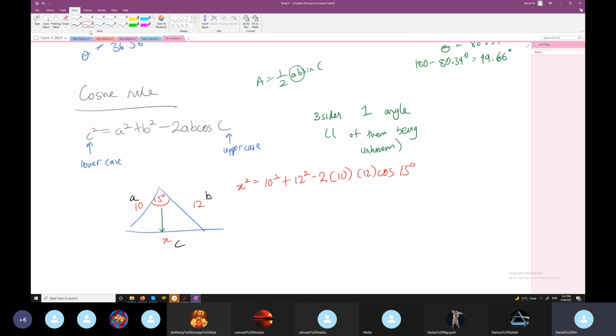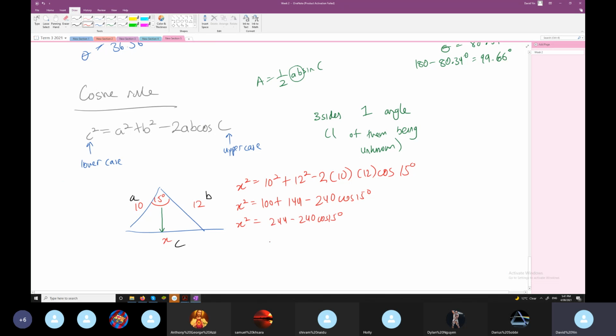Now, before you plug that into your calculator, I would recommend trying to solve as much of this in your head before you put it into the calculator, because when you're putting too many buttons into your calculator, you can generally make a mistake. So I know that 10 squared is 100. I know that 12 squared is 144. 2 times 10 is 20. 20 times 12 is 240. Right, I'll do that first. And then 100 plus 144 is 244, minus 240 cos 15.